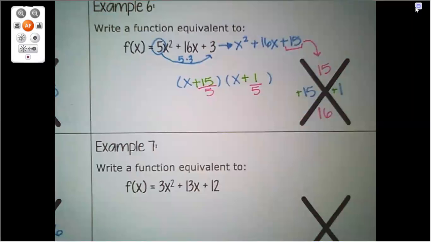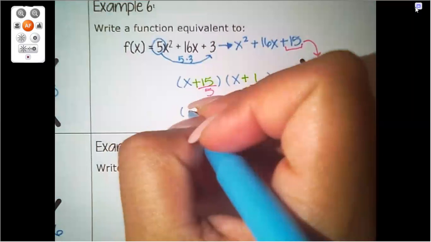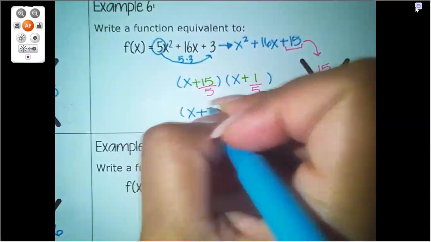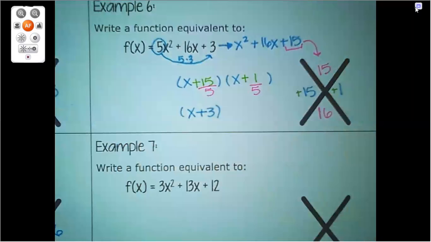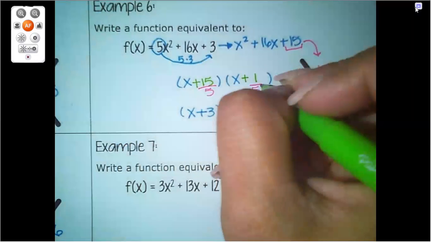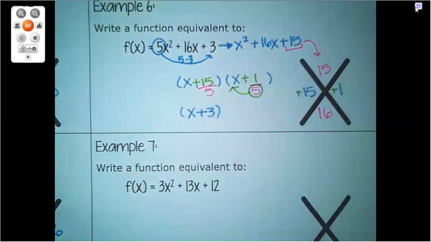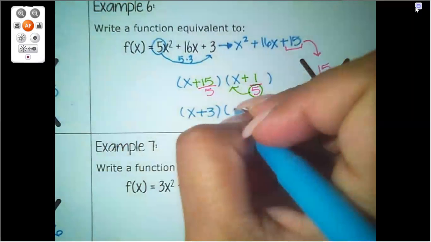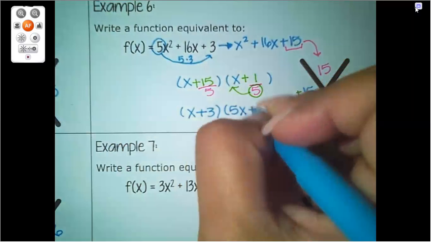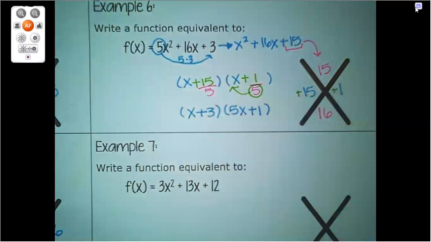Now, what happens if you divide 15 divided by 5? X plus 3. Get a whole number. What about 1 divided by 5? It stays the same. So what do we do? Bottoms up. Move the bottom number to the top. And the second binomial becomes 5x plus 1. Positive numbers. He was worth something, right?